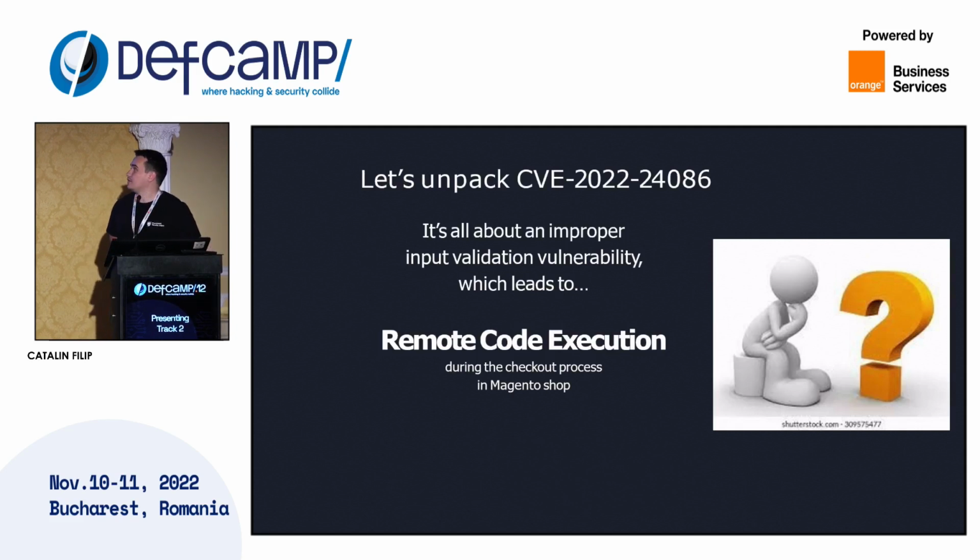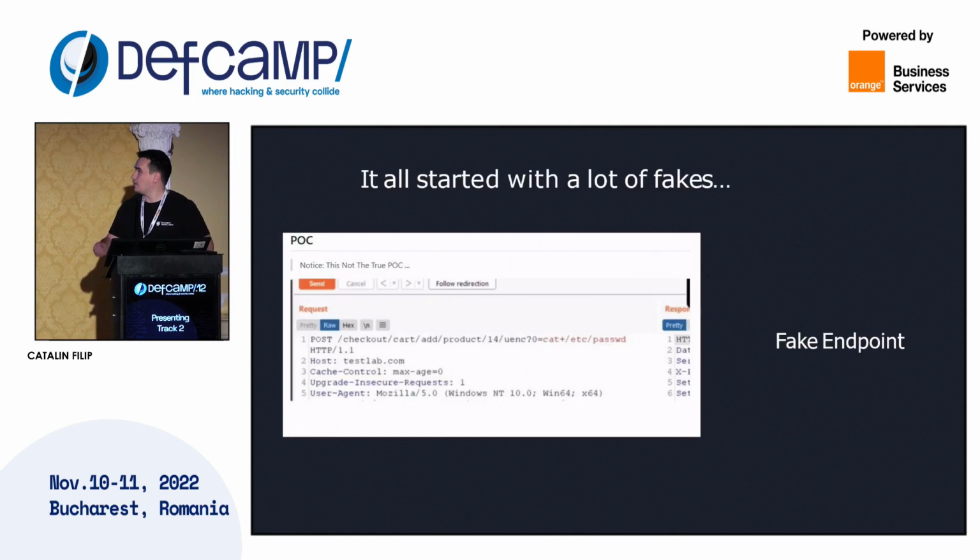So let's unpack a bit our CVE. It's all about an improper input validation, like most of the CVEs on the market, which leads to a remote code execution vulnerability. How it started? Well, it all started with a lot of fakes. If you are on this subject, you could find that at the time this vulnerability was published, a lot of fakes were on GitHub.